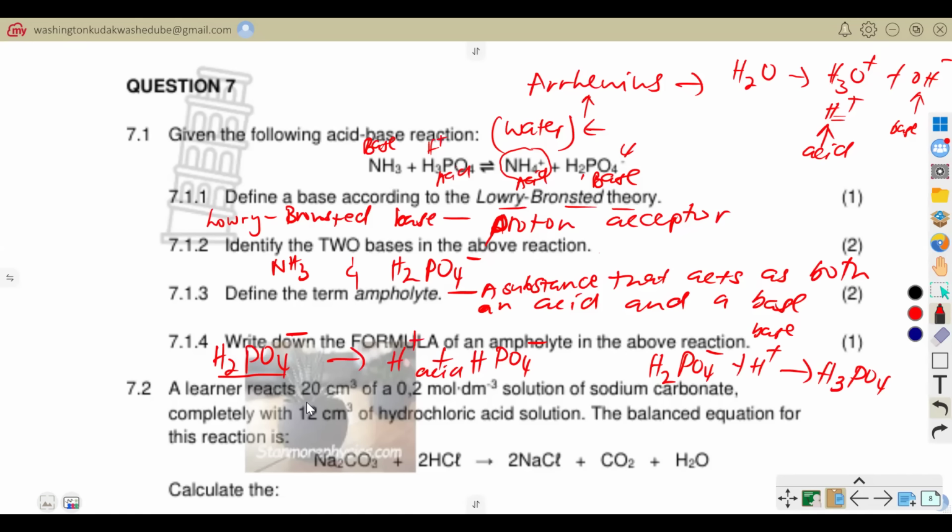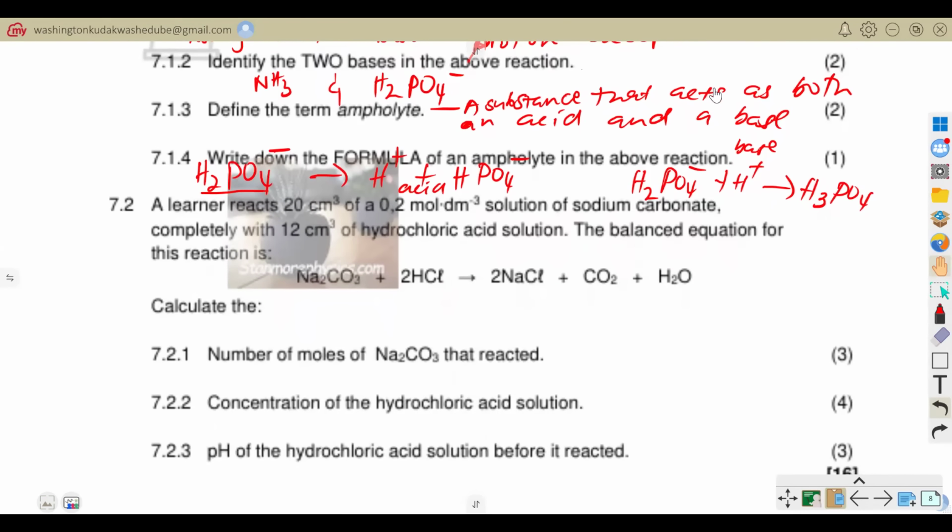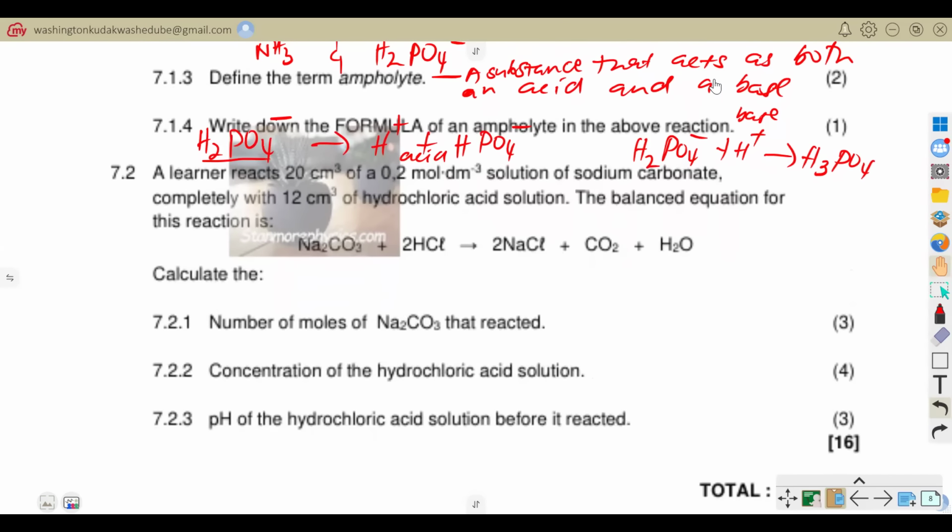Now, a learner reacts 20 cubic centimeters of 0.2 moles per decimeter cubed solution of sodium carbonate completely with 12 cubic centimeters of hydrochloric acid solution. The balanced equation of this reaction is given below. Now let's hear what they want us to do there. Now they are saying calculate the number of moles of sodium carbonate. How do we find the number of moles?